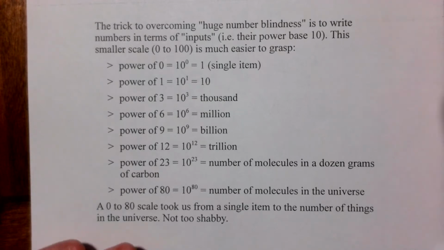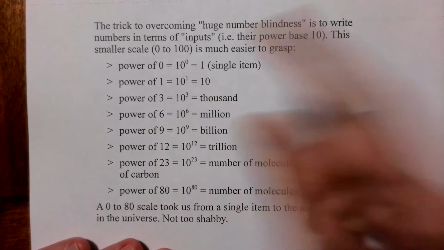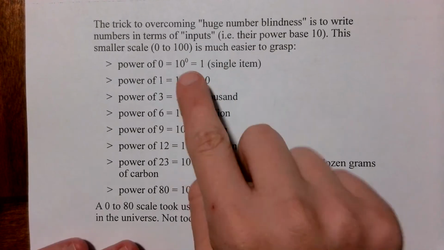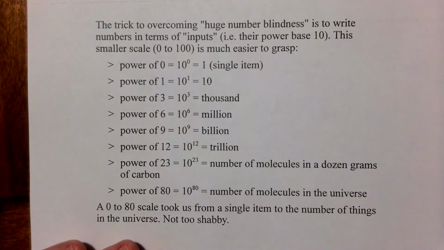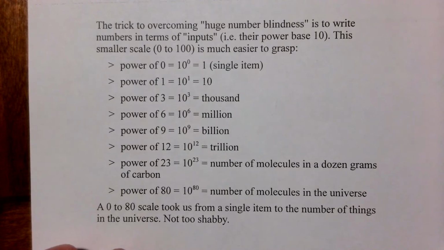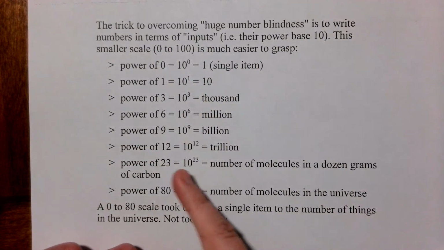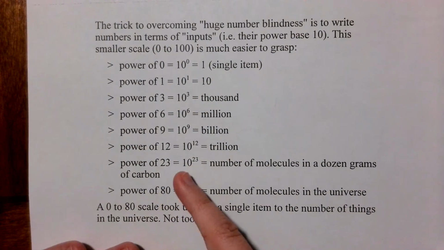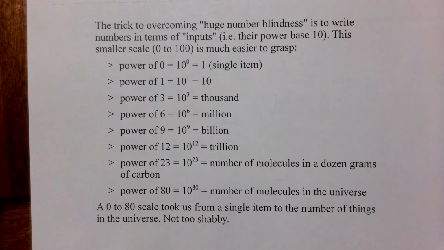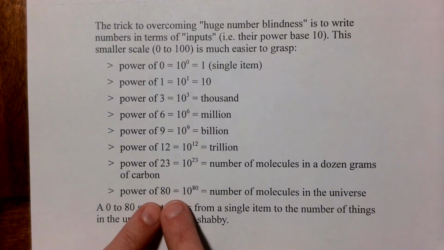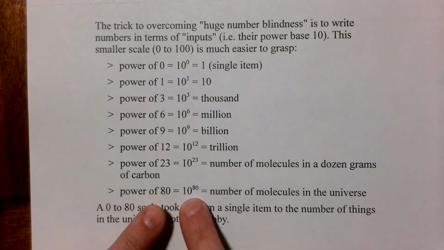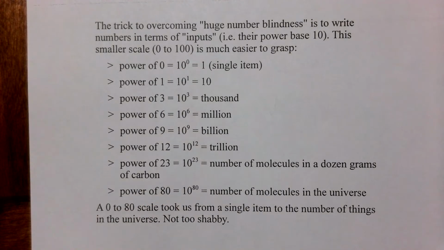So we can go from something where, these are all base 10, if we're raising 10 to the 0 power, that would be like a single item, it's one thing. Where if I could go to just the power of 23, so 10 to the 23rd is the number of molecules in a dozen grams of carbon. That doesn't mean a ton to me, but I think it has to do with Avogadro's number. And then if you get to the power of 80, 10 to the 80th power, that's the number of molecules in the universe. How do we know this? I don't know.